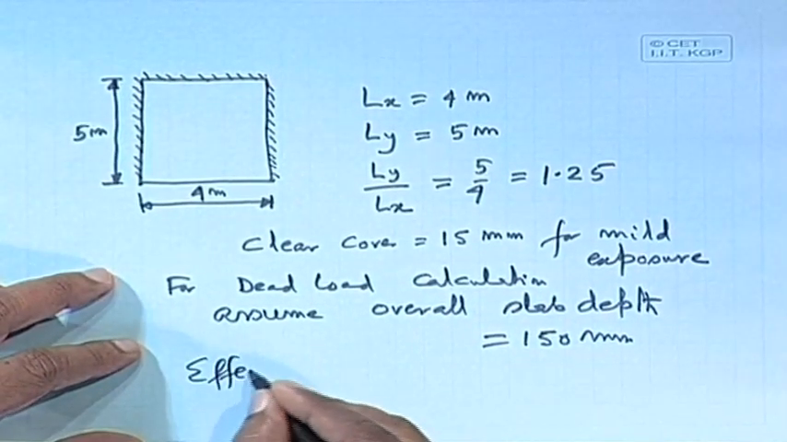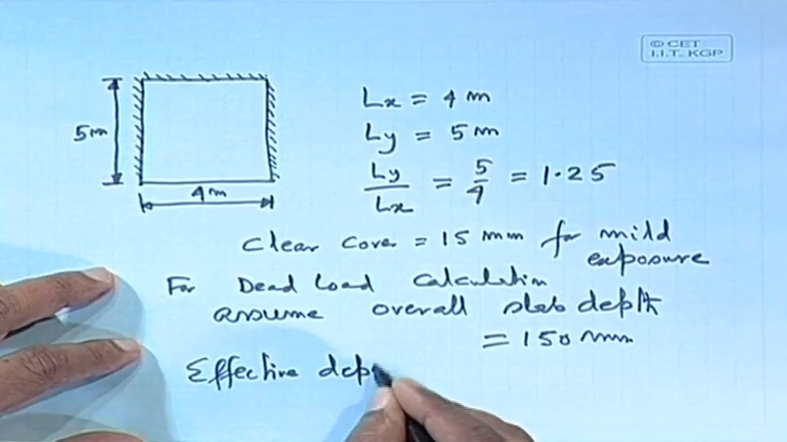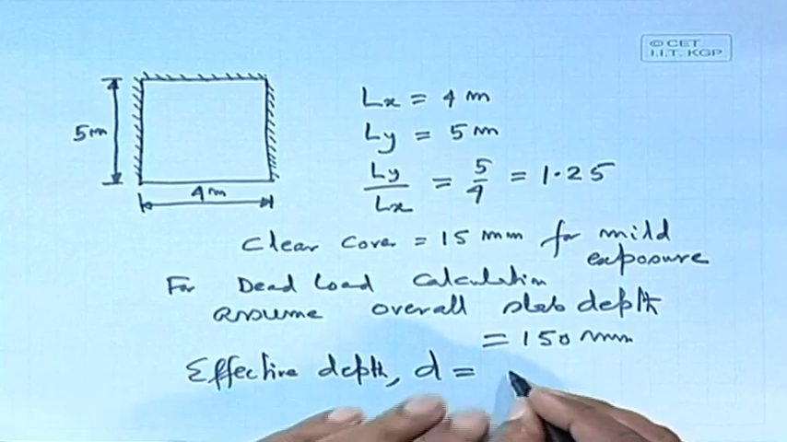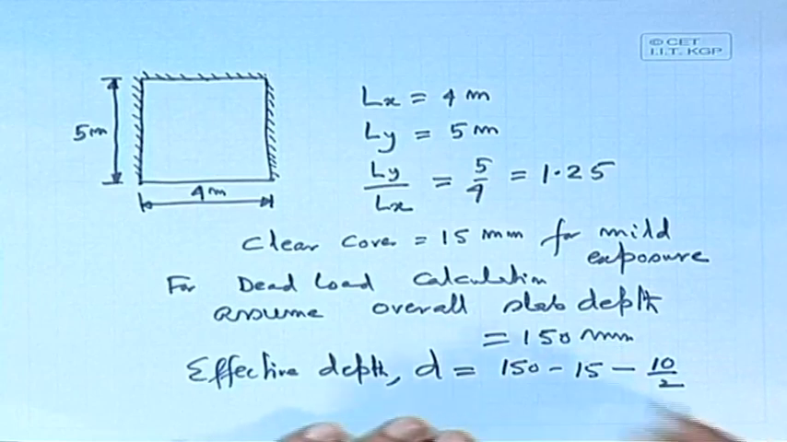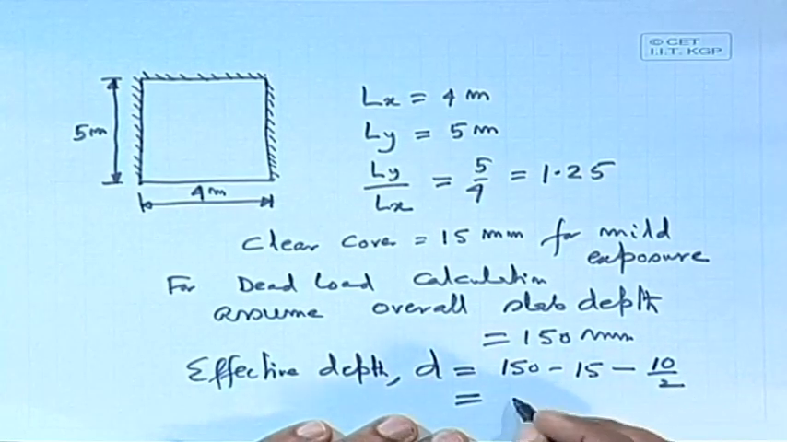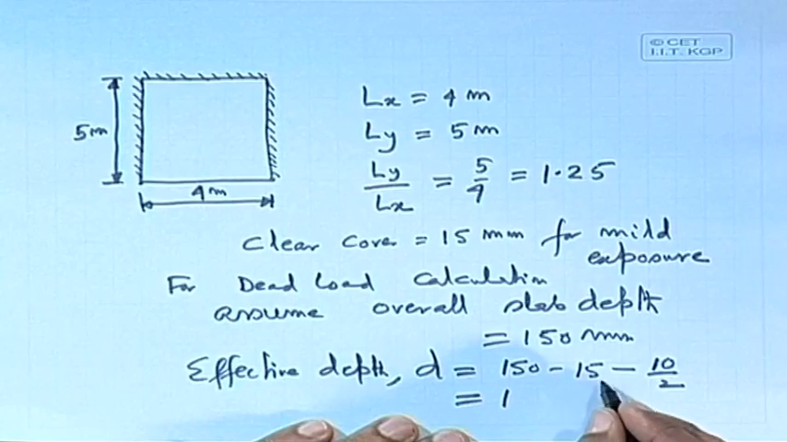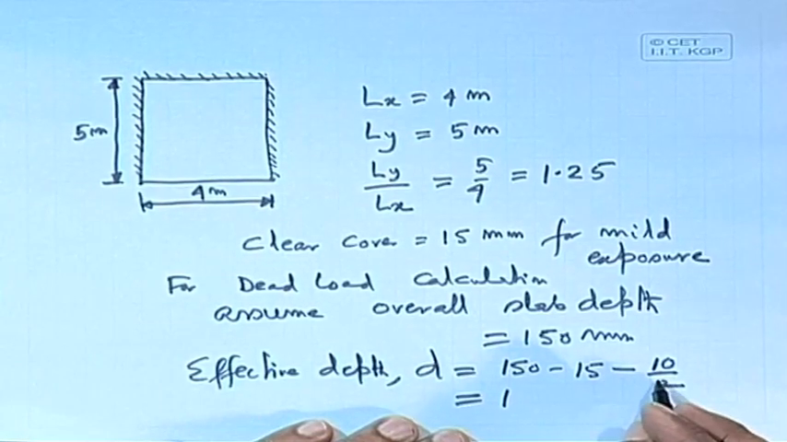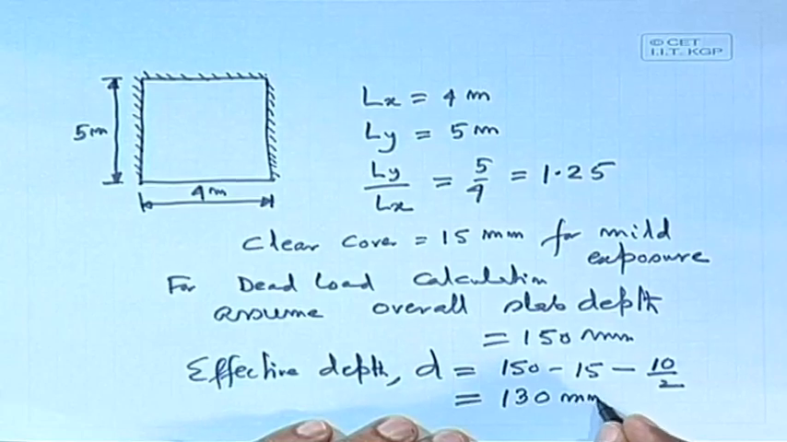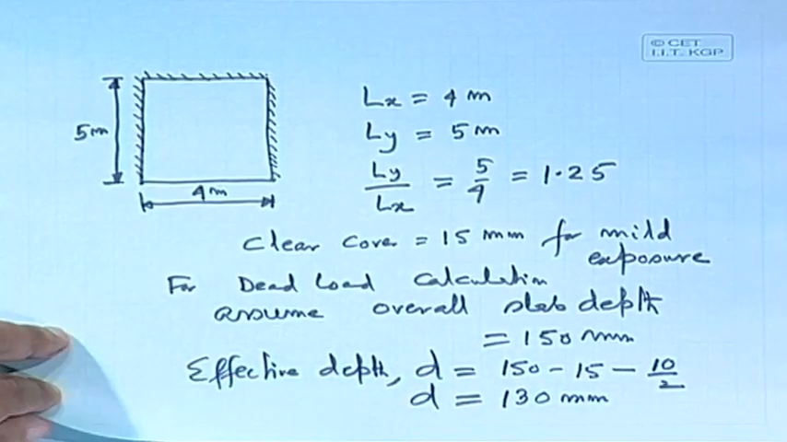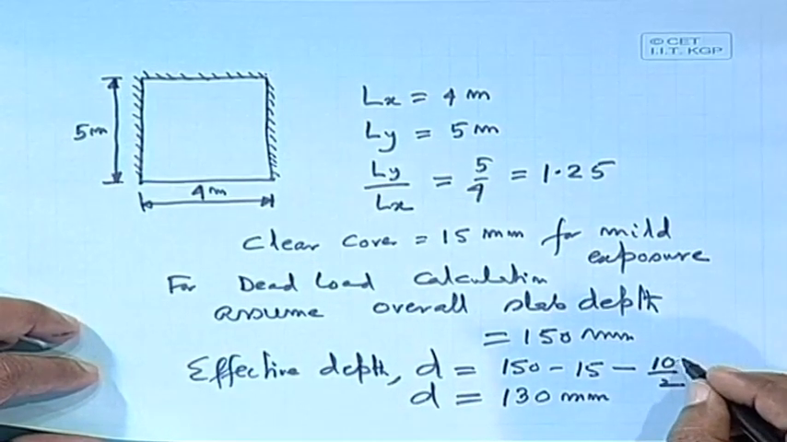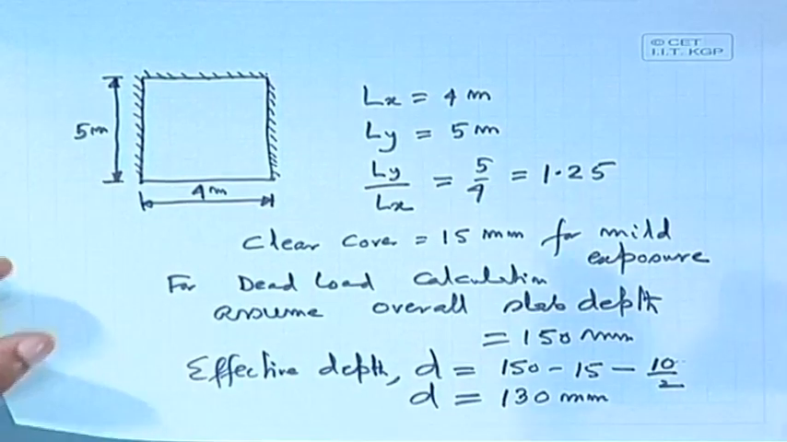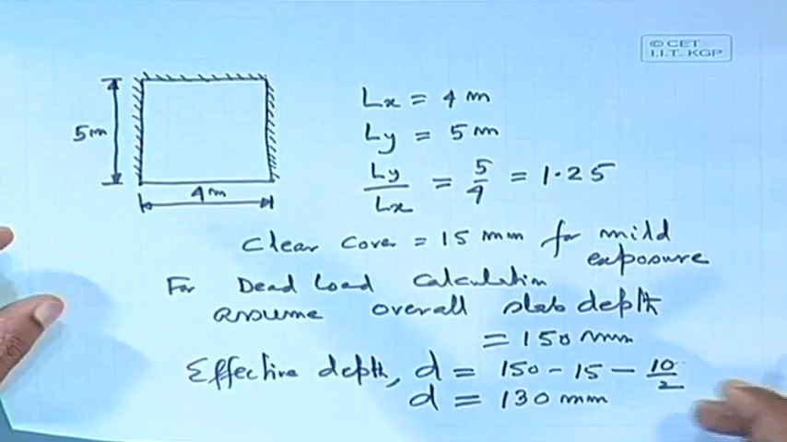Let us find out the effective depth. d equal to 150 minus 15 minus 5, assuming 10 mm bars, maybe we shall get a little less, but anyway we can take this. So, the effective depth d is coming as 130 millimeter, because I am assuming the 10 mm Tor bars. We are assuming that we shall use it, but maybe later on we may use 8 mm dia, but anyway.